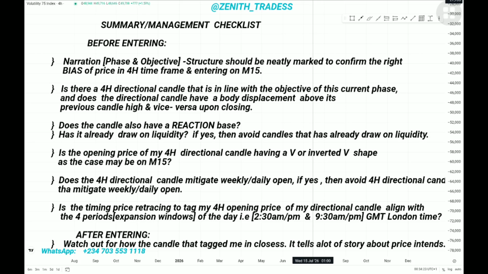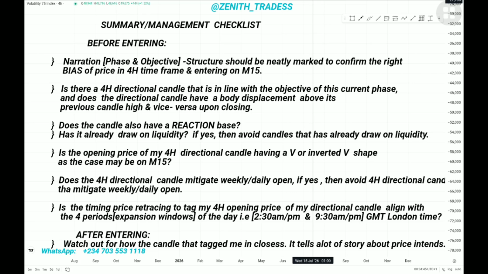That is the number one checklist. Is there a 4-hour directional candle that is in line with the objective of that current phase? If there is, follow. If there is not, do nothing. Also, is there a body displacement above the previous candle high? That is for a bullish trend, and vice versa for bearish. All those things I've discussed.